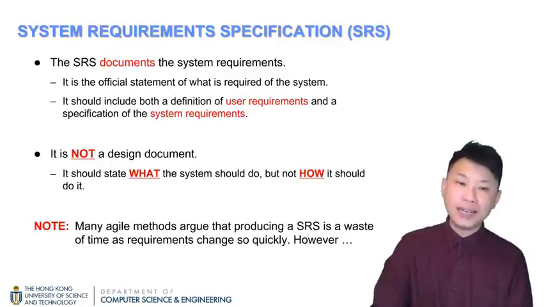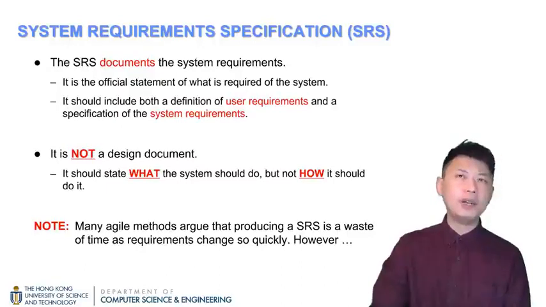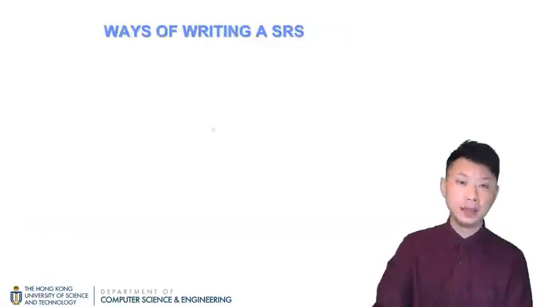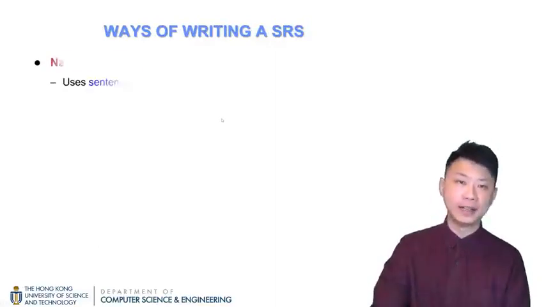And even though many agile methods may argue that producing an SRS is a waste of time, because requirements may change quickly, however, even if you are using agile methods, for example, Scrum, still you have to capture requirements in terms of a product backlog. So that's why it's still important that you learn how to capture all the requirements from the application domain. So there are different ways of writing a SRS.